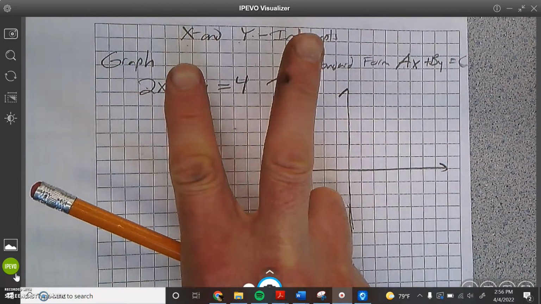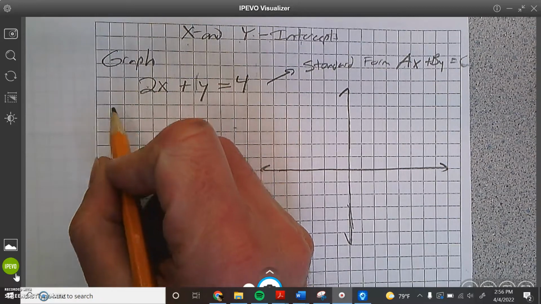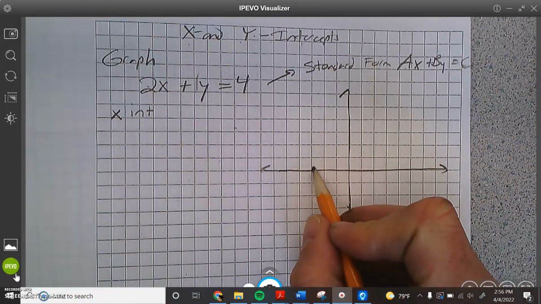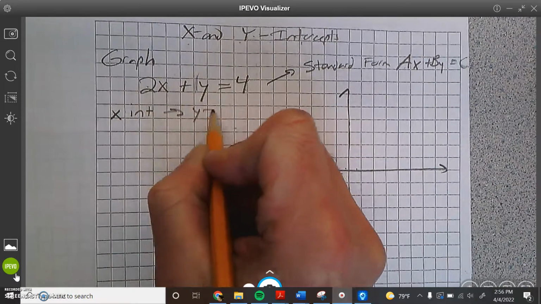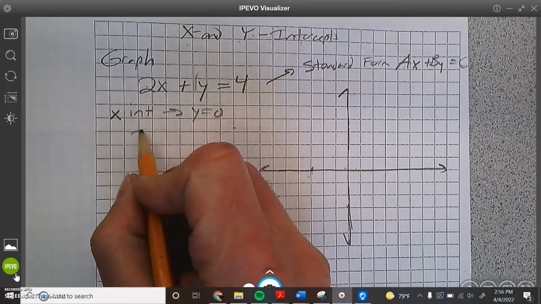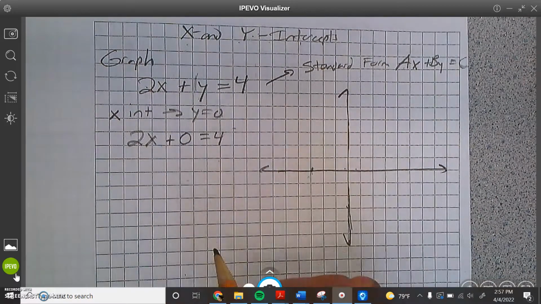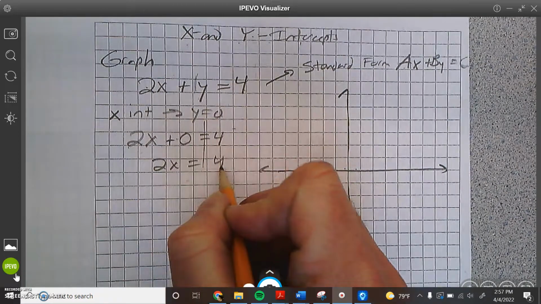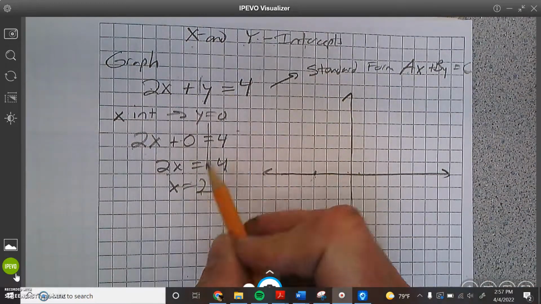How many points do you need to graph? 2. The way we do that is x-intercept and y-intercept. So here's one way to do it. Define the x-intercept. All these points have y as 0. So I set y equal to 0. Let's solve it, plug 0 in here. So 2 times x plus 0 equals 4. Anything plus 0 is just itself. 2x equals 4. 2 times what is 4? That's just 2.